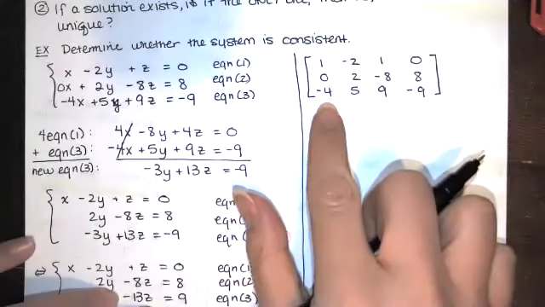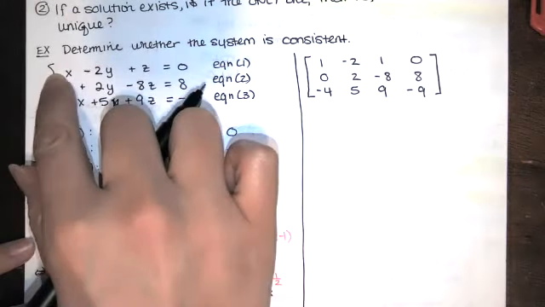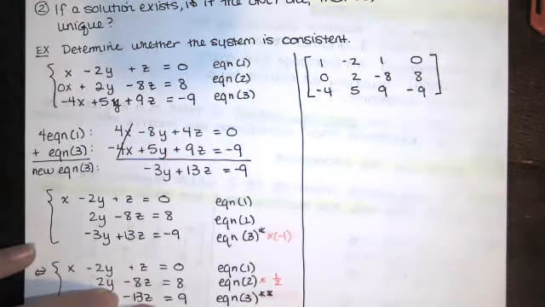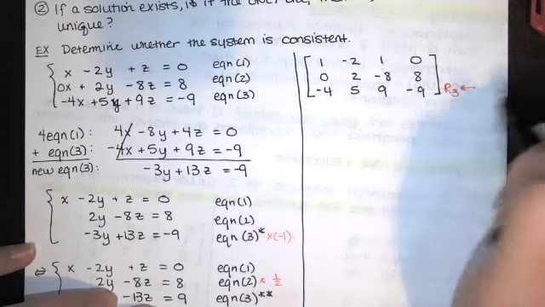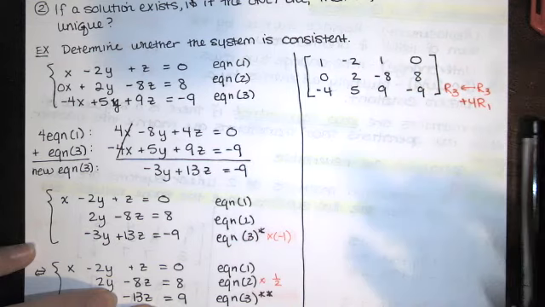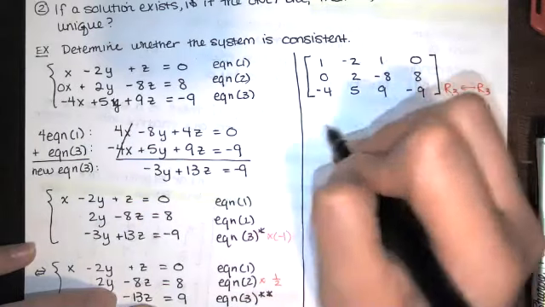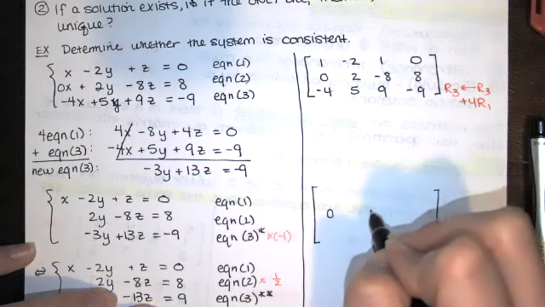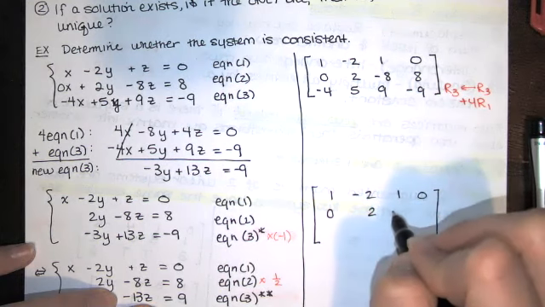And then we said, I want to get rid of that negative 4x. So we took the first equation, multiplied it by 4, and added it to equation 3 to get a new equation 3. That's the same as replacing row 3 with row 3 plus 4 times row 1. So rather than writing all these plus signs and the x's, y's, and z's and equals signs, we could just focus on the numbers because that's really all we're changing. We're going to leave the first row alone. We're going to leave the second row alone.